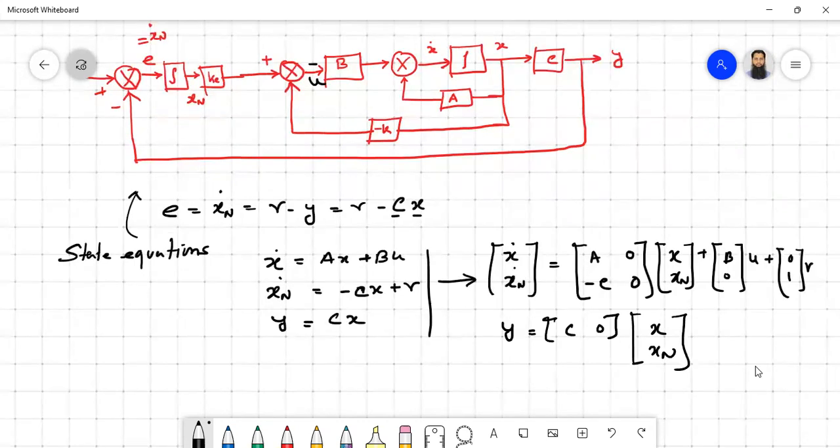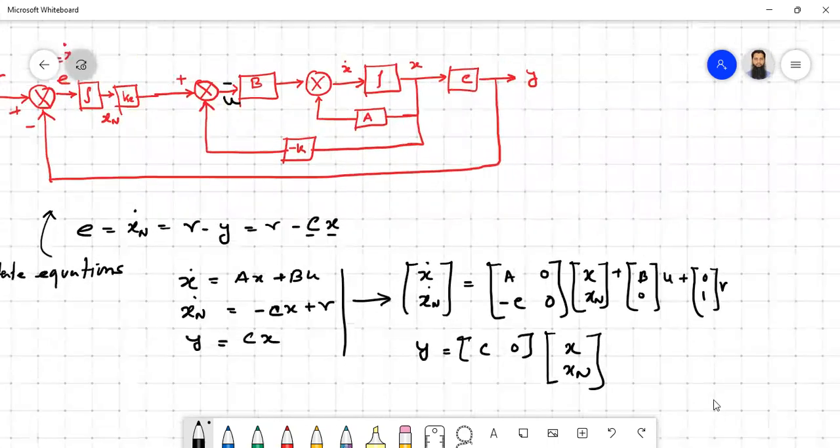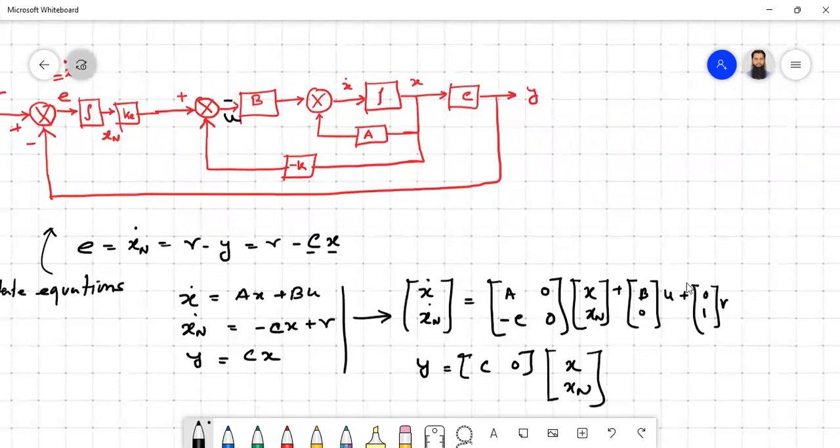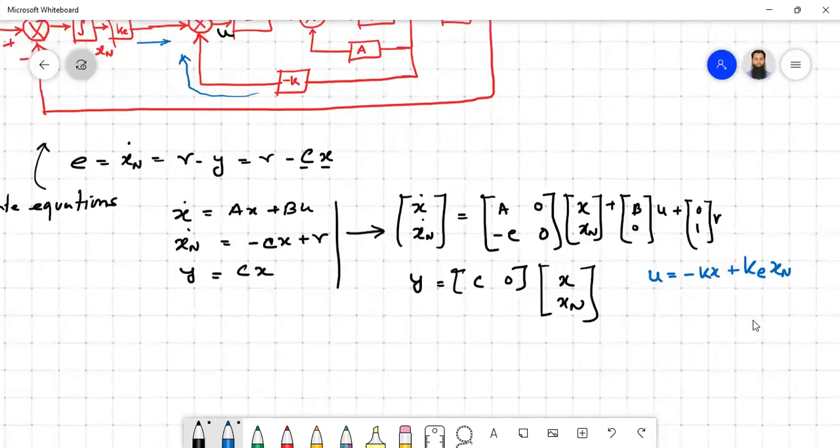Okay, so this is our new equation, and also we can see what will be our value of u. We can replace the value of u with the appropriate equation that we can obtain, and we can see that u is basically two signals. One is minus kx that is coming through this path, and also we have ke xn. So we can write that u equal to minus kx, state feedback, then ke, which is another gain with your new state, that is xn.